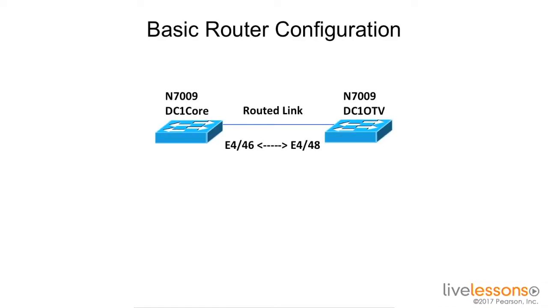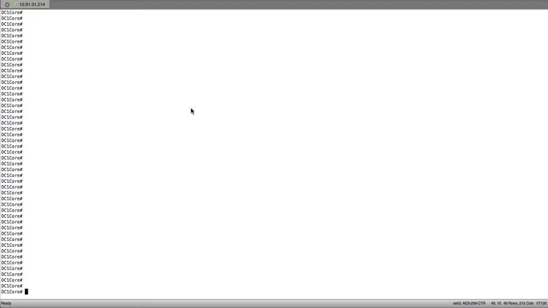In this demonstration, we're going to implement a basic router configuration between two Nexus 7000 devices. We're going to configure a routed link between these devices on port E4/46 and E4/48. Let's get started.